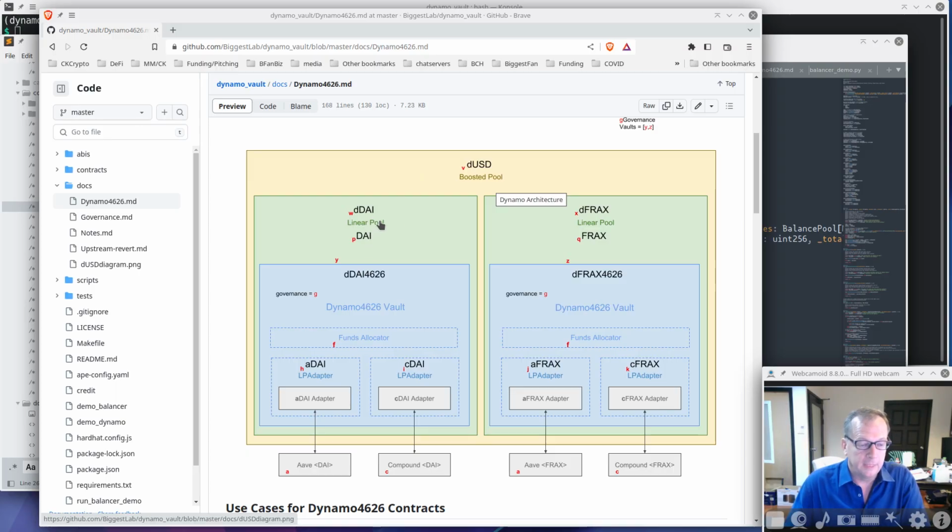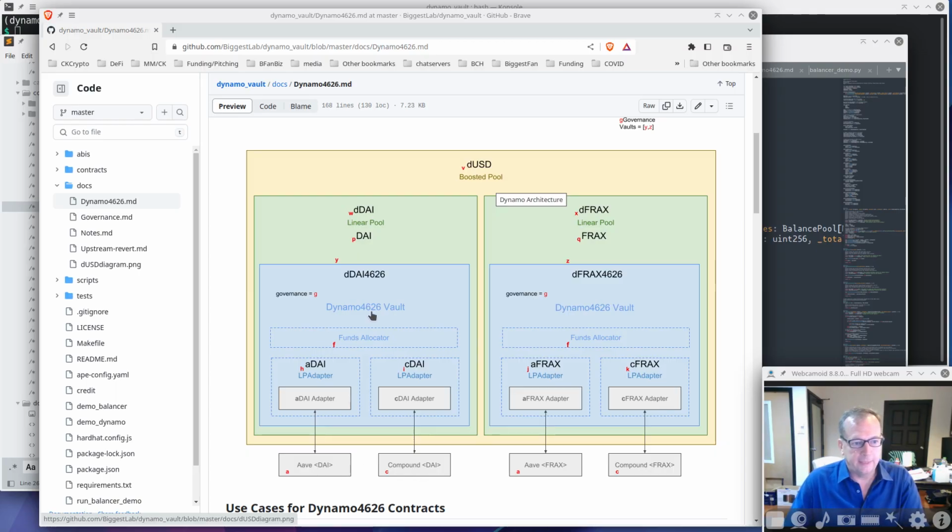Those are both in Solidity. We've got another video where we talk about the Balancer integration. That's not what we're talking about here. Here we're just going to talk about the Dynamo 4626 vault that we created. And this is all done in Vyper. So it's all the blue bits here and the adapters that connect to the various LPs.